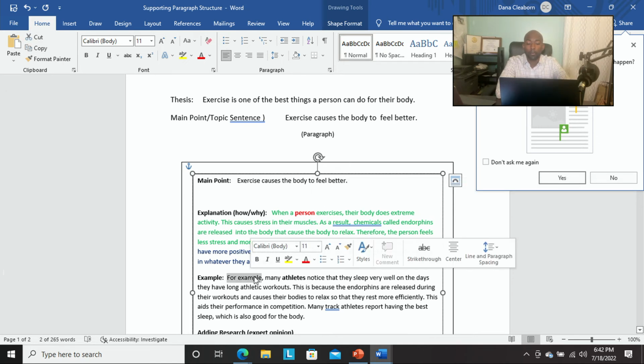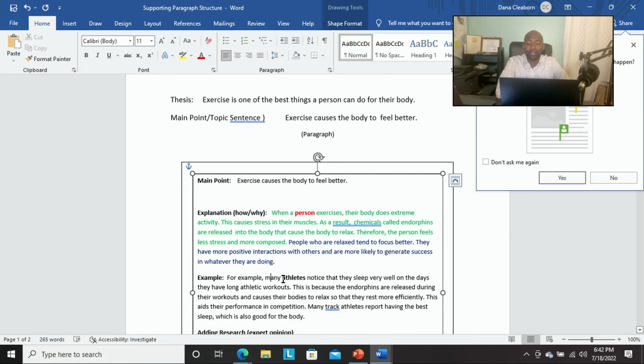For example, many athletes. Well, that's a specific type of person. Okay? Notice that they sleep very well on the days they have long athletic workouts. This is because endorphins are released during their workouts and cause their bodies to relax so that they rest more efficiently. This aids their performance in competition. Many track athletes report having the best sleep, which is also good for the body.